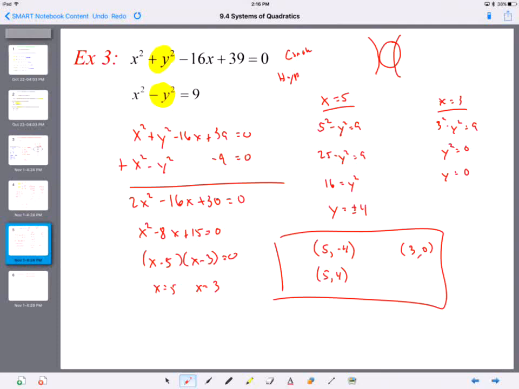Like I said, most of this stuff that you're going to be doing is going to be solving using elimination, maybe a little bit of substitution. You'll probably be doing it all using algebra though.